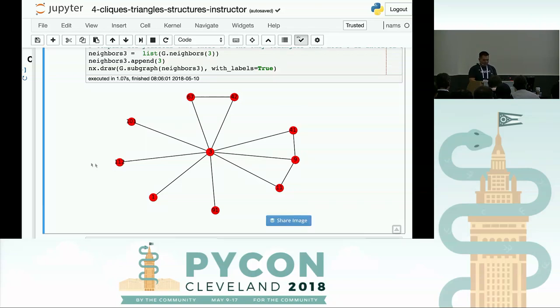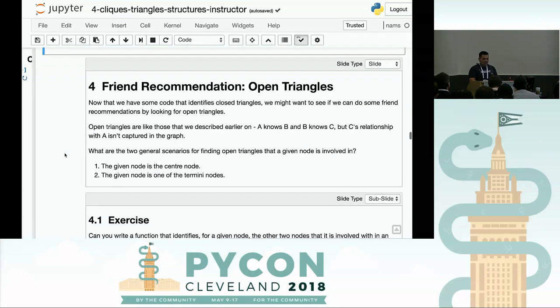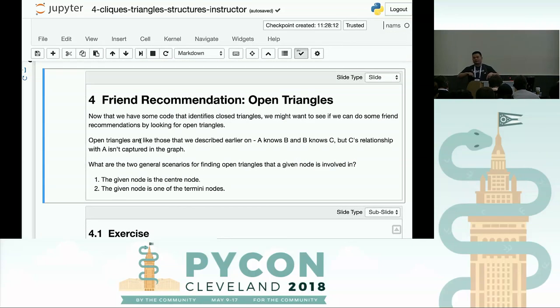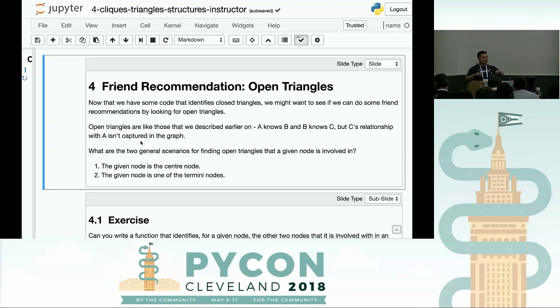OK, so if there are no questions about this, we're going to talk about the open triangles problem, right? So how many of you use LinkedIn? And how many of you have that friend recommender thing that LinkedIn has, which is like, if I'm connected to A and I'm also connected to B, then A and B will get a recommendation that says, oh, you two should probably also connect. It's on the basis of shared connections, right? So open triangles formed the basis of the friend recommender system.